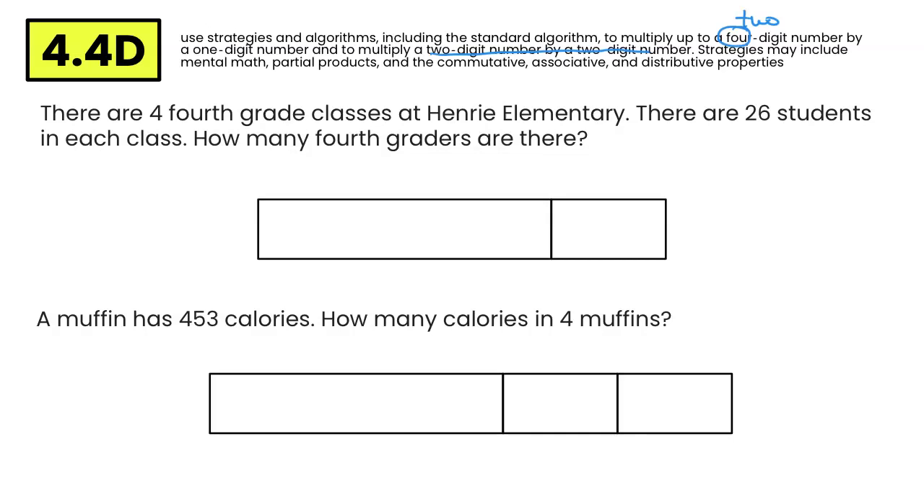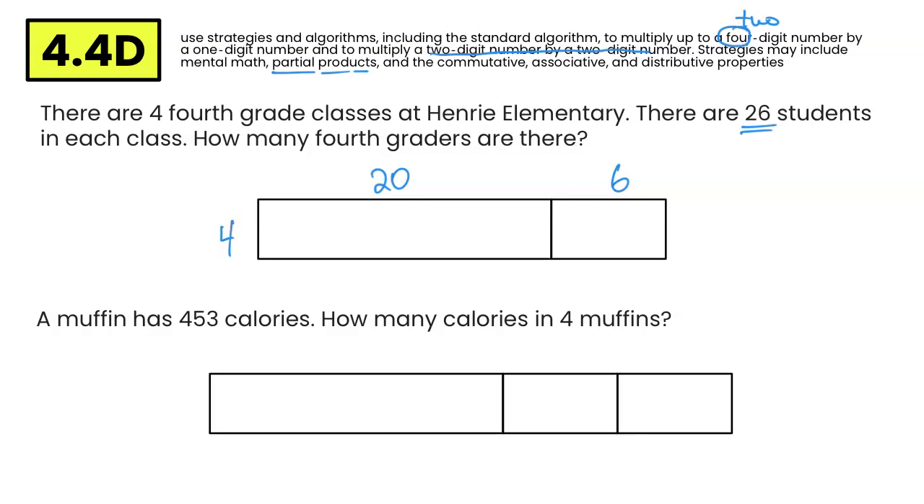For this first problem, this is a review from 3rd grade. There are 4 4th grade classes at Henry Elementary. There are 26 students in each class, and we want to know how many 4th graders are there. And the strategy that we're going to focus on for these couple of days is going to be the strategy of partial products. And so for partial products, what we do is we decompose the bigger number into 2 different parts. And so for 26, we're going to have 20 and we're going to have 6. And so we separate it by place value.